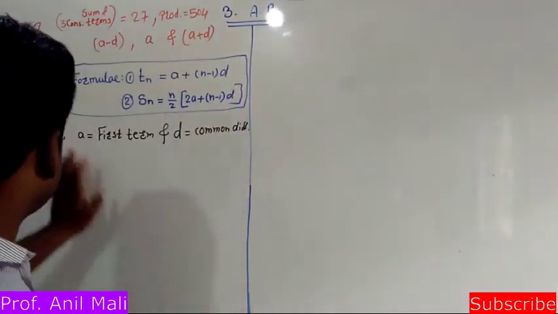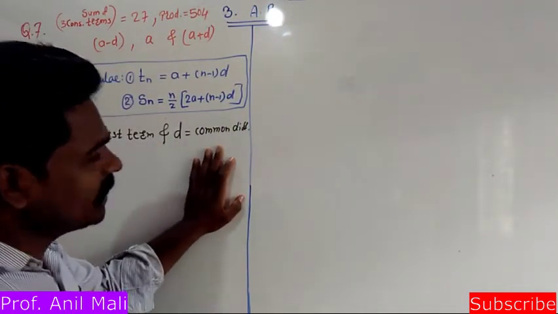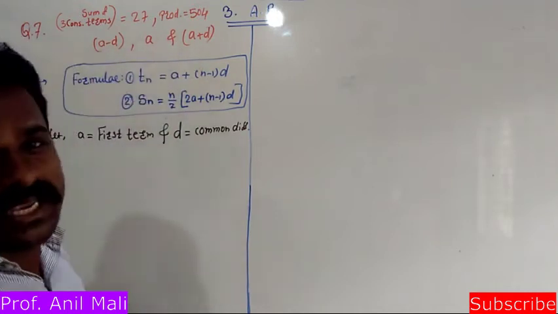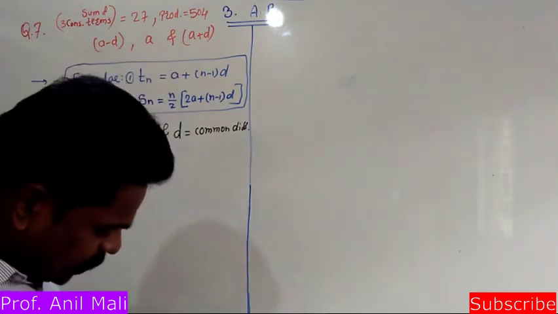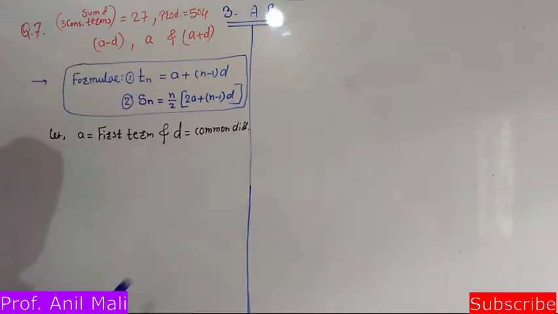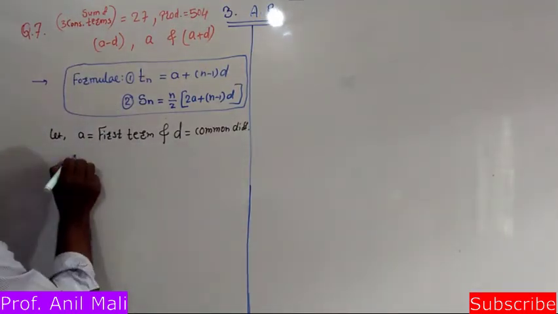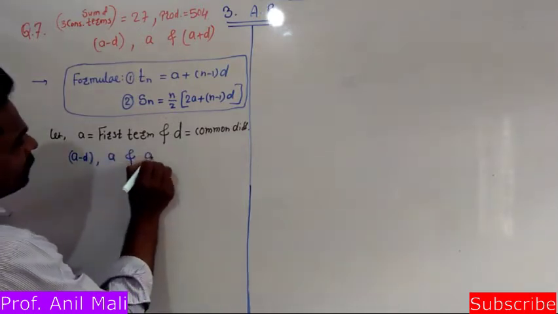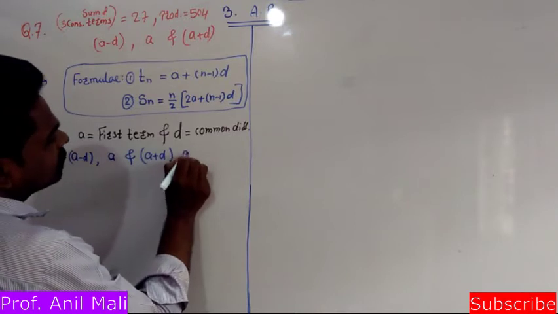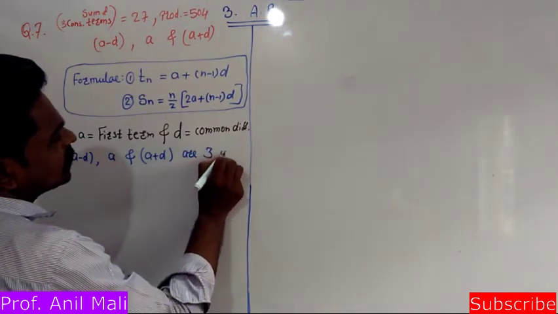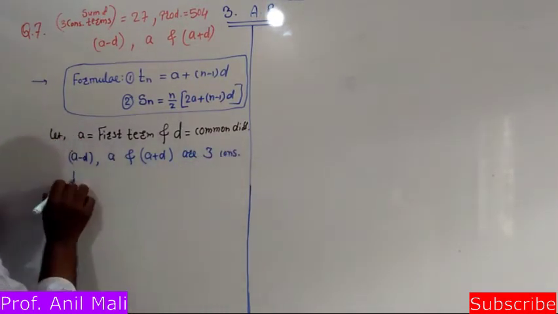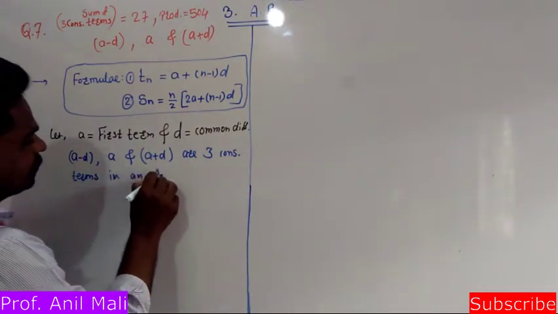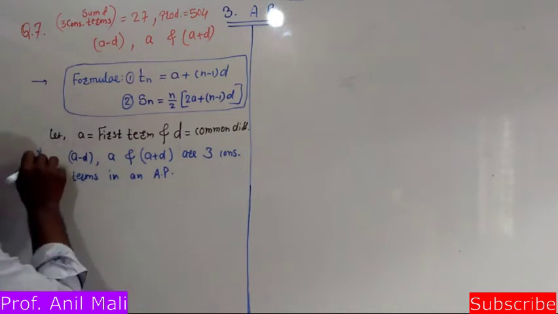Okay, fine. So let A is equal to first term and D is equal to common difference, and given 3 consecutive terms in an arithmetic progression, A minus D, A and A plus D are 3 consecutive terms in an AP. Okay, no problem.